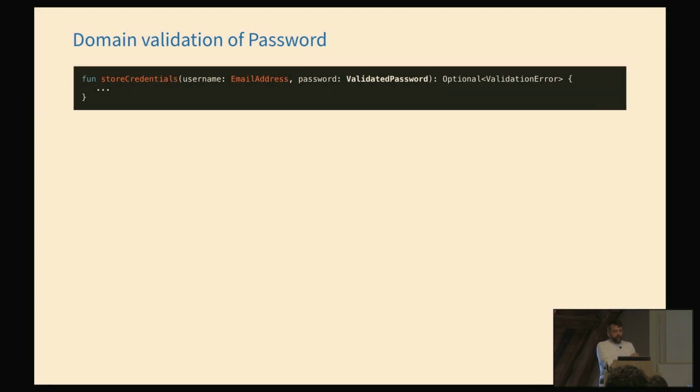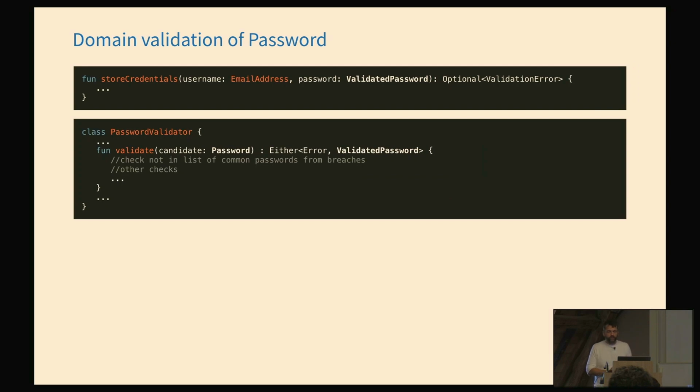But then we talked about passwords from breaches. How do we do that? We could have a store function where we're actually going to store the password. In this case, we have a username, and we have a new type called validated password. So not just password anymore, but validated password. How do we get a validated password? Well, we have a service, a password validator function.